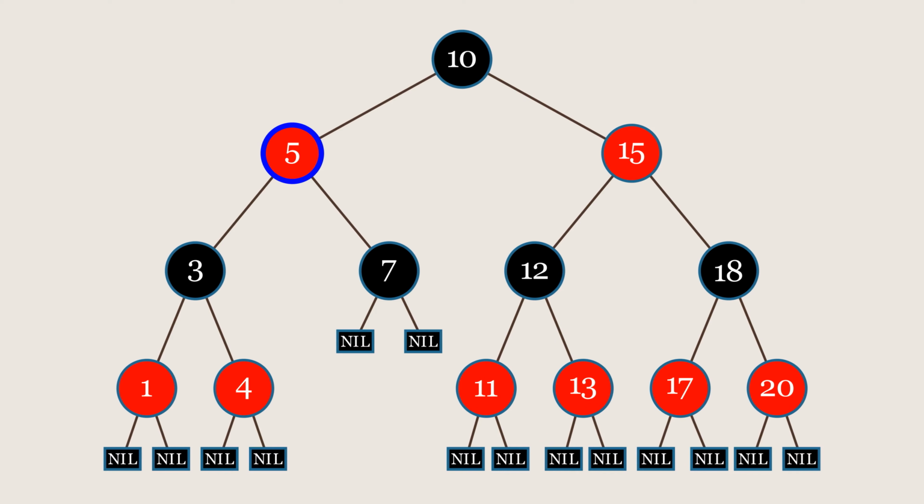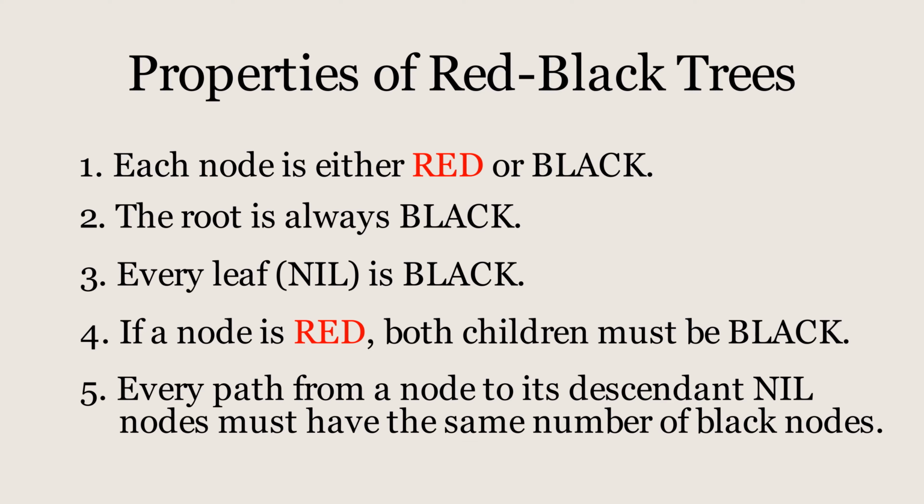For example, let's consider this node with value 5. If we follow the path to the leftmost leaf node, we find there is only 1 black node in that path. Now, if we follow the path to any other leaf node in the tree, there will also be exactly 1 black node along the way. This demonstrates that the property of having the same number of black nodes in every path from a node to its leaf nodes holds true in this tree. This balance is what ensures the efficiency of operations in red-black trees.